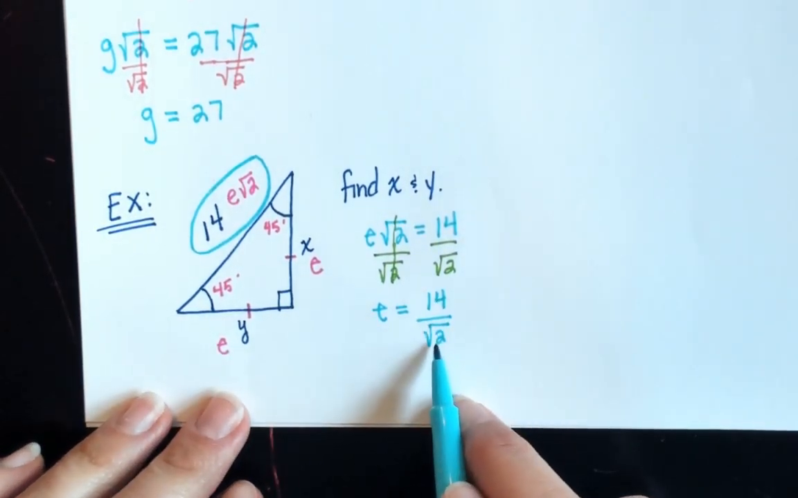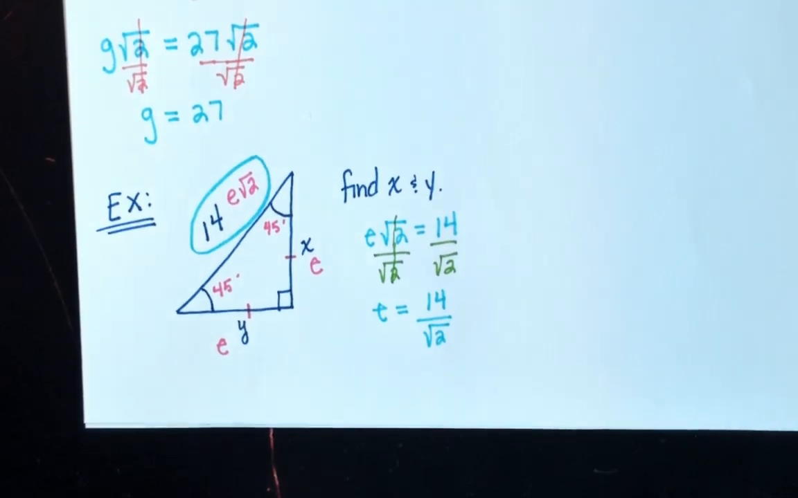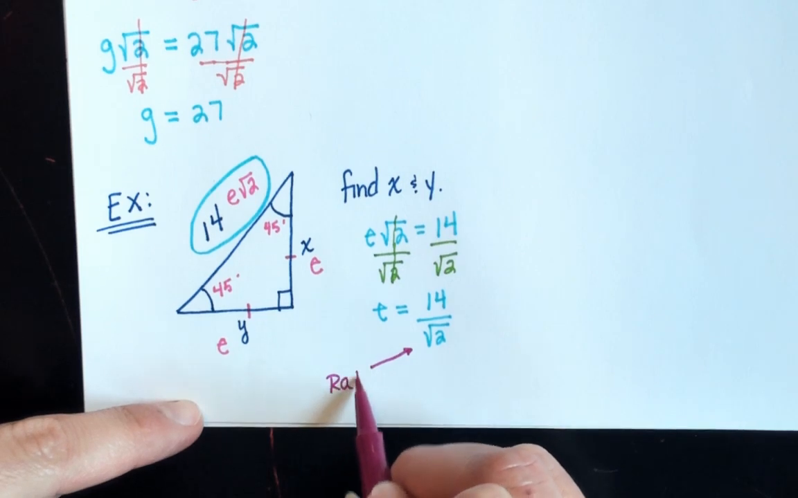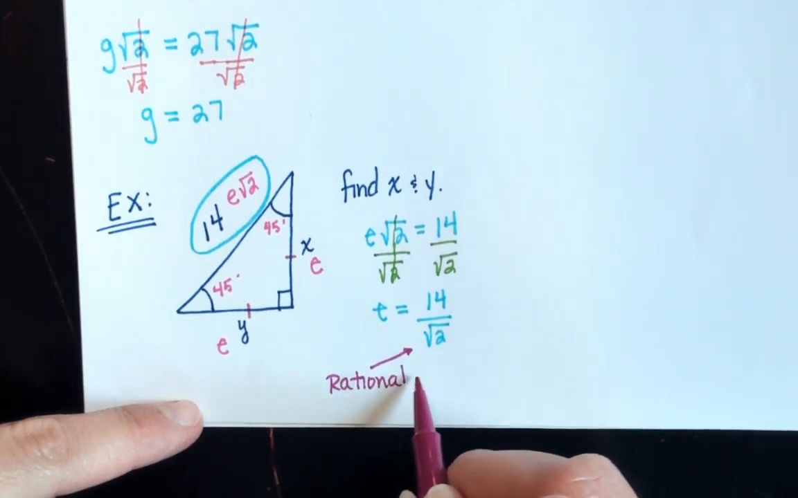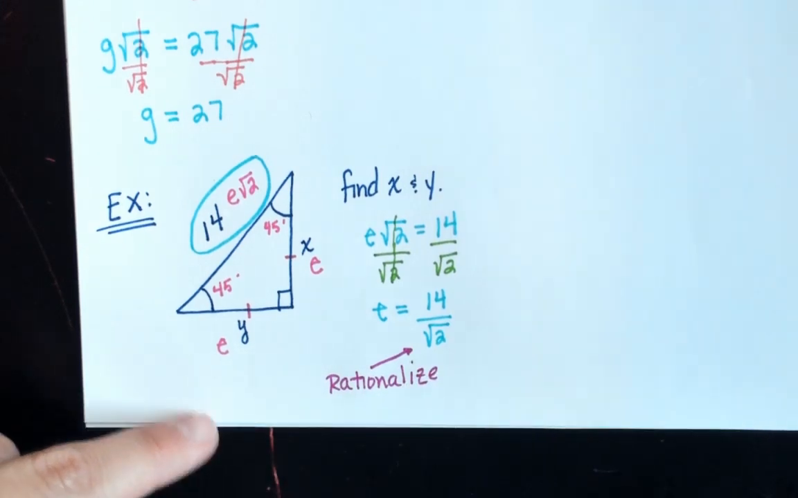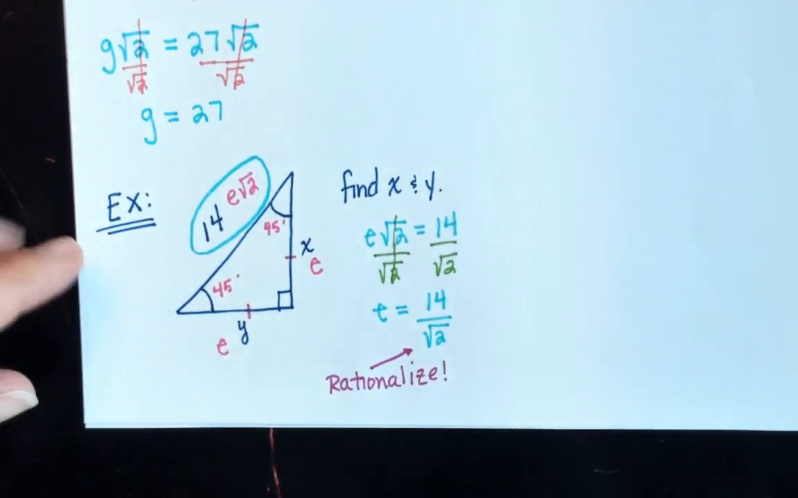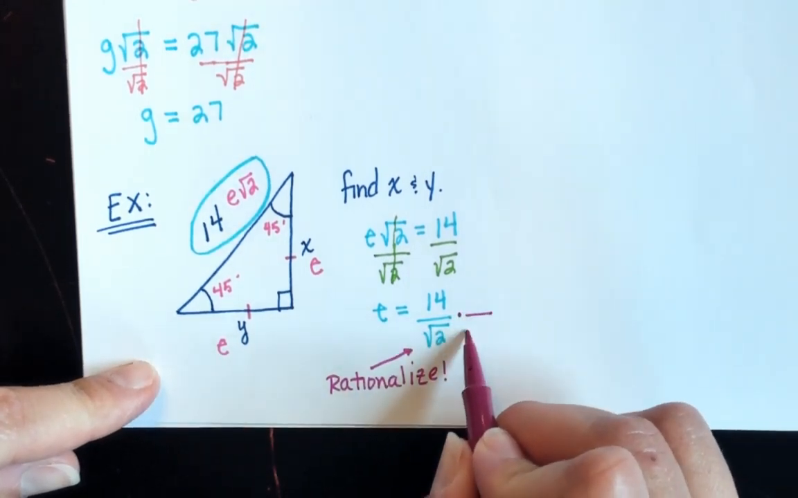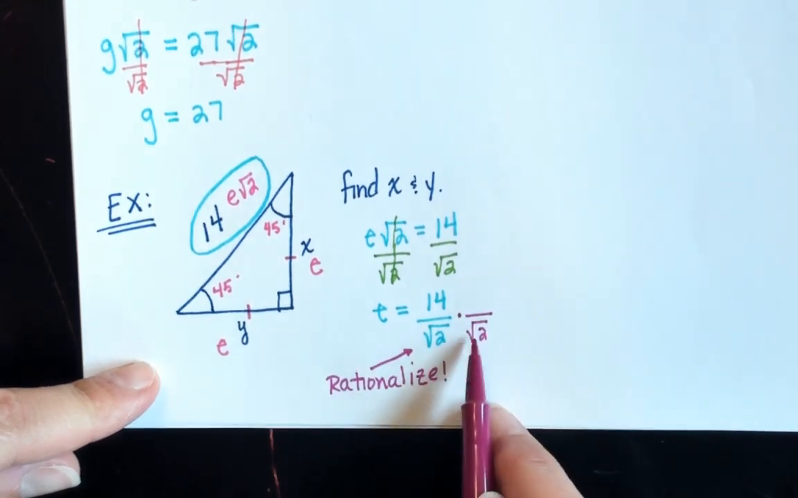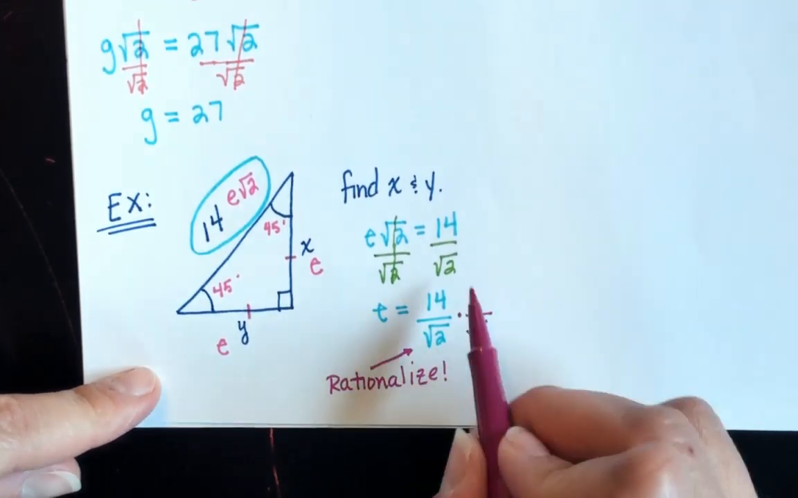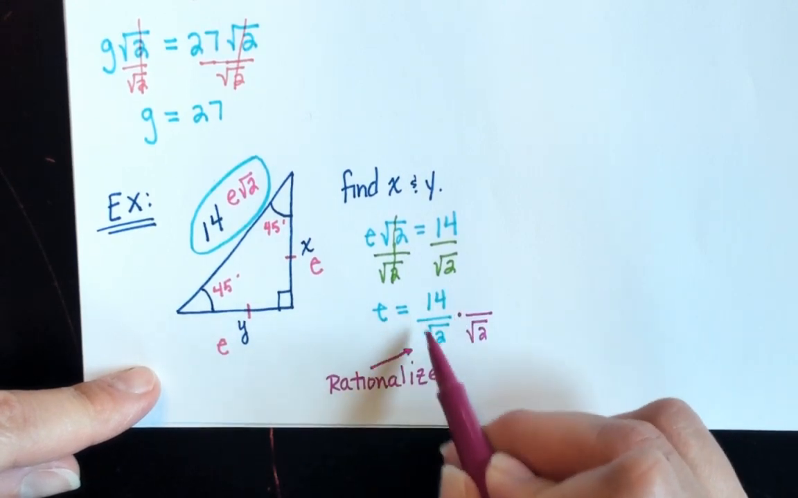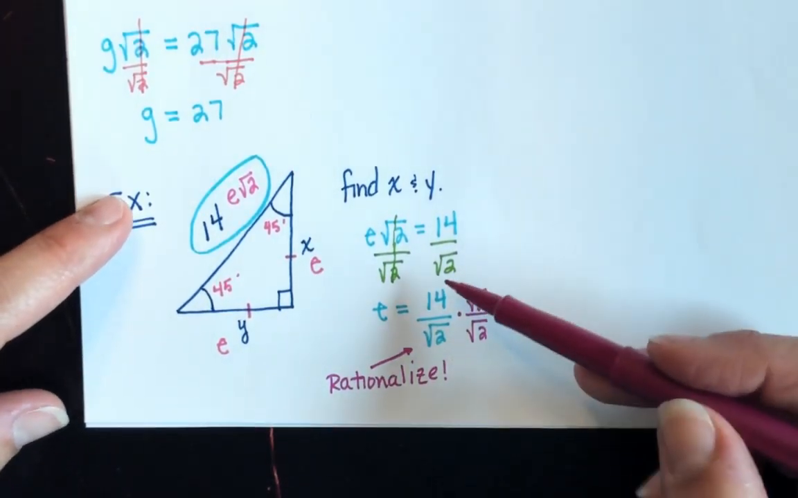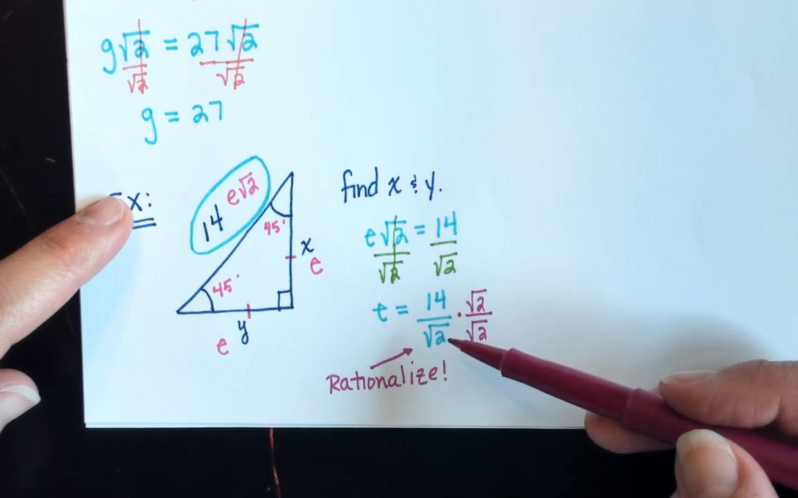So 14 divided by radical 2. This is not where this has to stop. This needs to be rationalized, which is our fancy word for get the radical out of the denominator. So in order to do that, we need to change 2 to a perfect square. The easiest way to do that is to multiply it by itself, because anything times itself will give us a perfect square. But to keep this value of 14 divided by radical 2 the same, we have to multiply by 1. We want the value to stay the same, we just need it to look different.